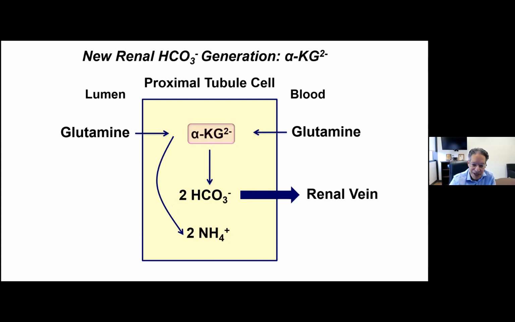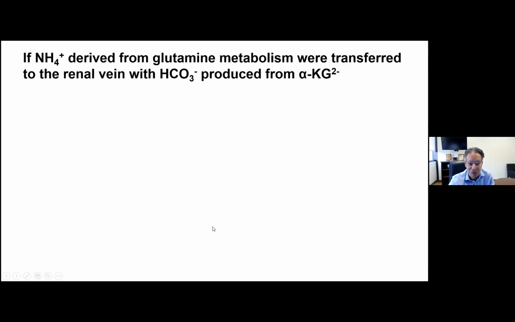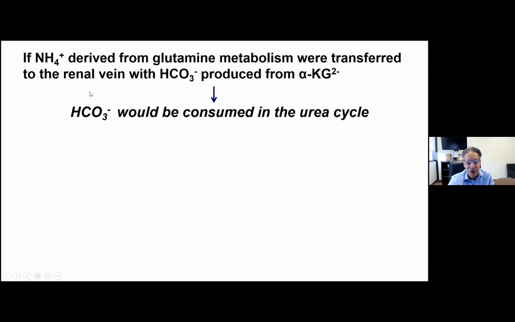Now, why do we care about that? We've made our new bicarbonate. Well, making 2 ammonium ions is a problem because if the ammonia derived from glutamine were also transferred to the renal vein with bicarbonate produced from alpha-ketoglutarate, you would consume the bicarbonate in the urea cycle. And that's a very important concept, that if there's ammonia accompanying it, then the urea cycle in the liver would take up the ammonia and bicarbonate to make urea, and you wouldn't be left with the bicarbonate now to match your daily proton load from your diet.